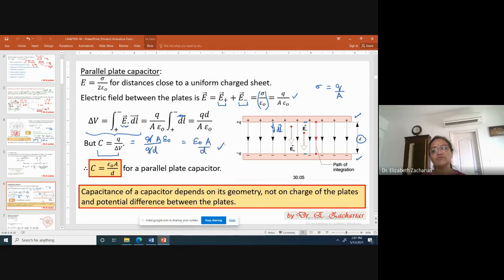Have you come across this expression? C is equal to epsilon naught A by d. Looks like you've not heard anything. Okay. So this is the formula for the capacitance of a parallel plate capacitor. What is A?